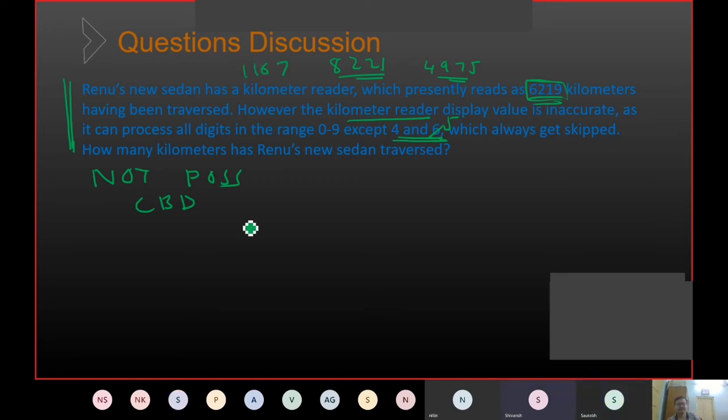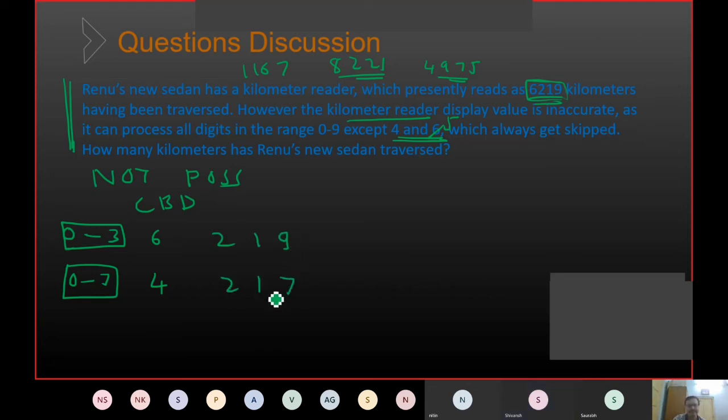Okay, let's try solving this. Let us look at what the readings map to. 0 to 3, there is no problem in both the actual readings as well as in the kilometer reader. 0 to 3 is the same. But the problem happens after that. There is no 4 and 5. So what is actually 6 can be written in base 8, where you have only numbers from 0 to 7 allowed. 6 can be denoted as actually 4. 2 and 1 are 2 and 1. 9 is going to be denoted as 7.